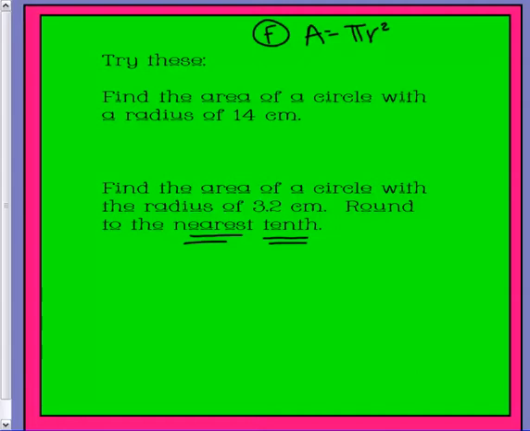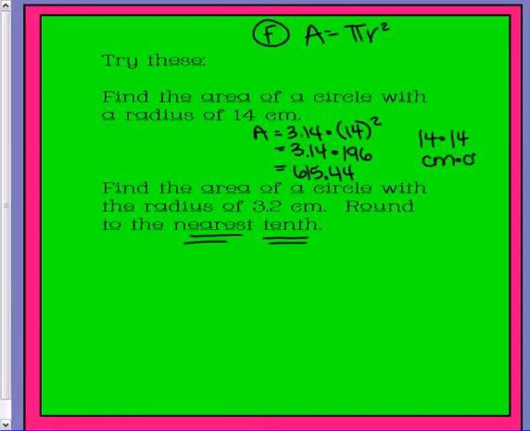All right, here we go with the first one. Okay, so this is 14 times 14, or 196. So when we multiply that by pi, we get 615 and 44 hundredths. And remember, this isn't just a 14, it's also a centimeter times a centimeter, or a centimeter squared. You don't have to show this work on the test, but make sure that you have it right now just for your notes. Okay, what about this one?